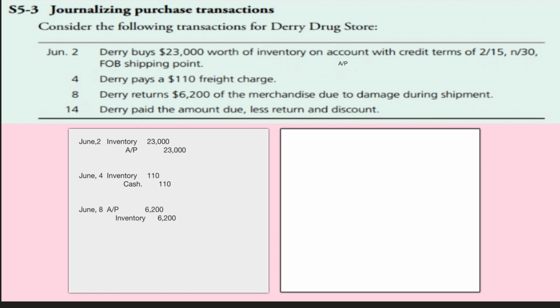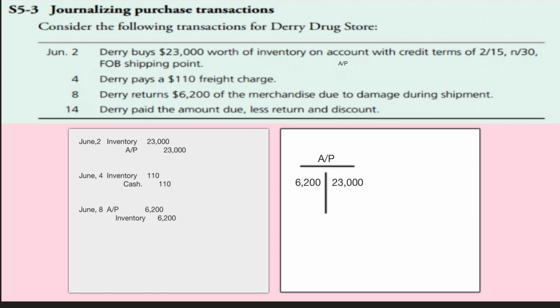But how much will be the balance in the accounts payable account? Okay, we have to draw a T account for the accounts payable to decide the balance. How much I need to pay? Okay, so from the first entry here, accounts payable was in the credit side, 23,000. So I need to credit 23,000. Then in the second entry, there is no accounts payable. Then on June 8th, we returned, so we decreased the accounts payable. So we debited AP. So I need to post the entries to the accounts payable T account.